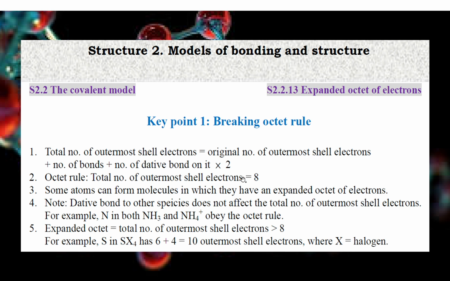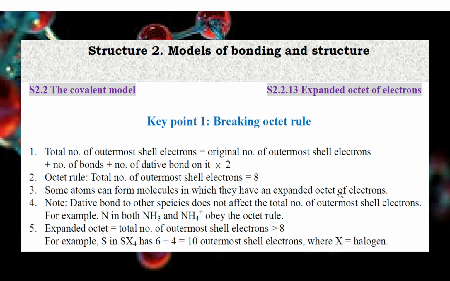But now we tell you the world is big, really big. When you learned it before, it was only 8, 8, 8, 8, 8. Now we can have more, really more. 10 is also okay, 12 is also okay. The world has expanded, so we give it a good name: not error, not exceptional, not deviation. We call it expanded octet. It happens so often that we call it an expanded octet of electrons.